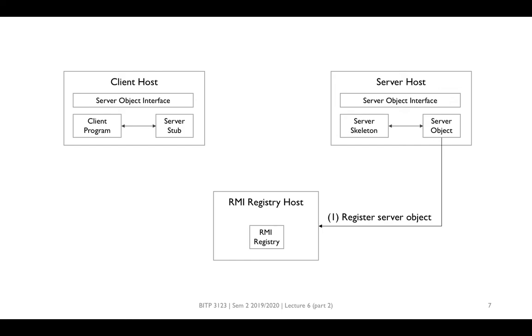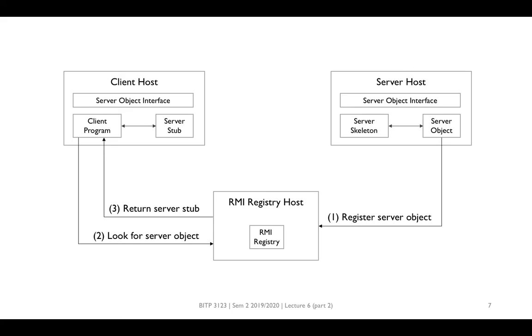RMI registry is something like a directory for remote objects. It contains reference names to the remote object. The client will look for the remote object in the registry. When the client finds the remote object, the registry will return a server stub to the client. The server stub is the object that allows the client to sort of import the remote object into the client host.